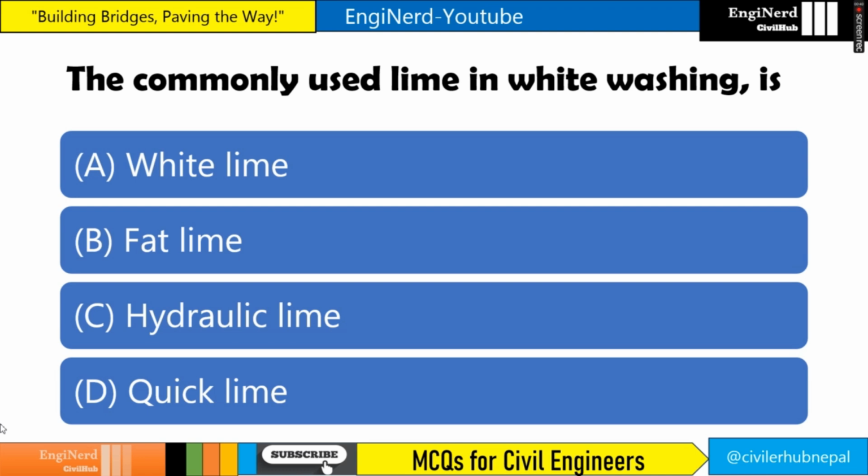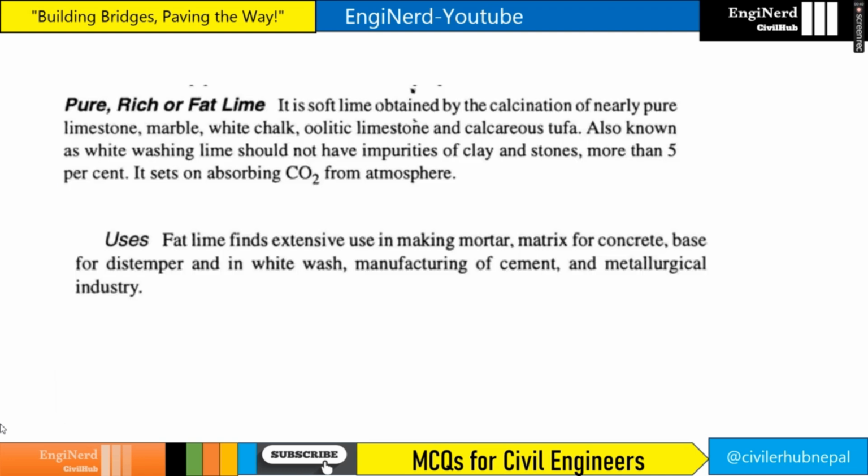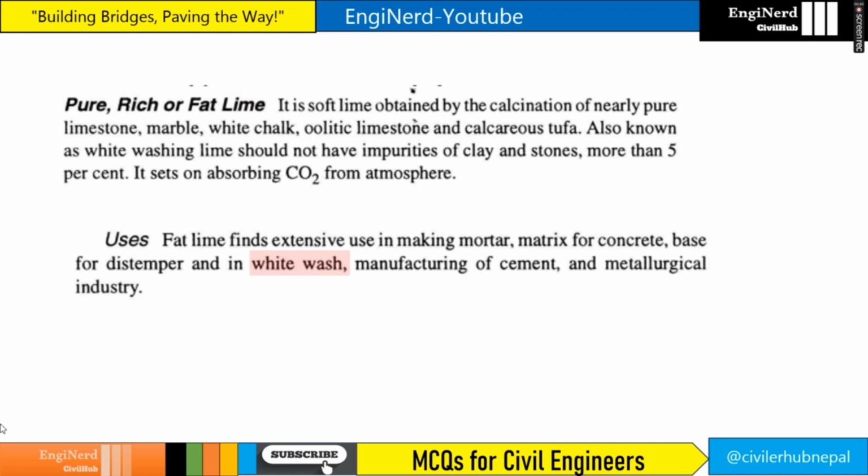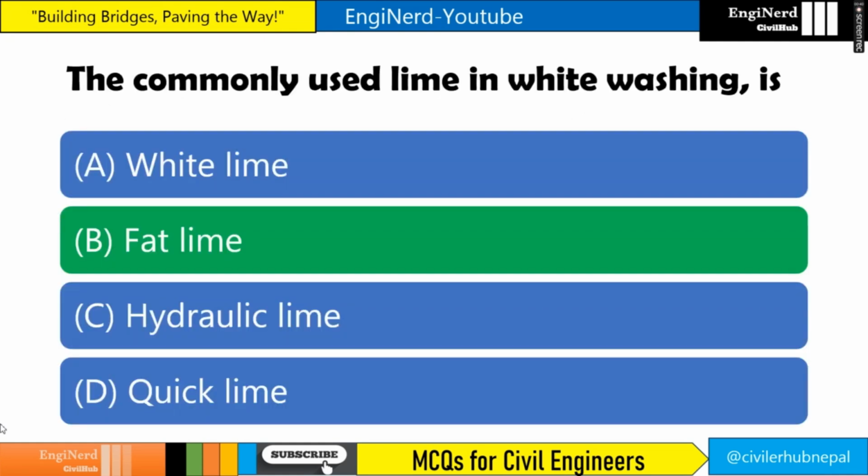The commonly used lime in white washing is white lime, fat lime, hydraulic lime, quick lime. The answer is what? Fat lime. So if white lime and fat lime are together given, you need to choose fat lime. Fat lime is used for white wash. Fat lime is also known as white washing lime. So answer is fat lime.